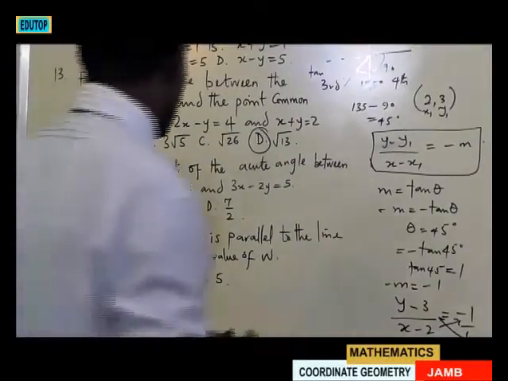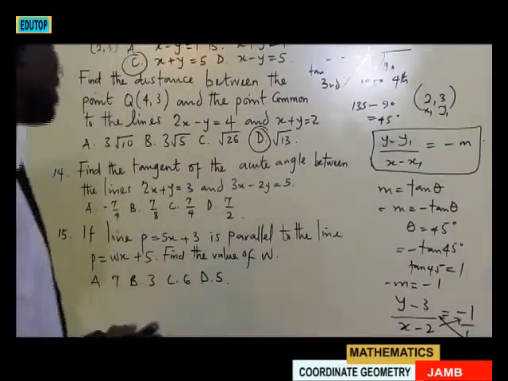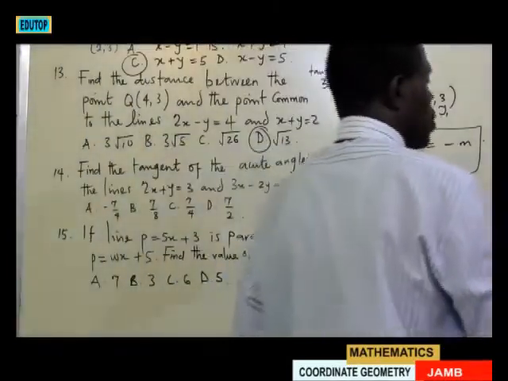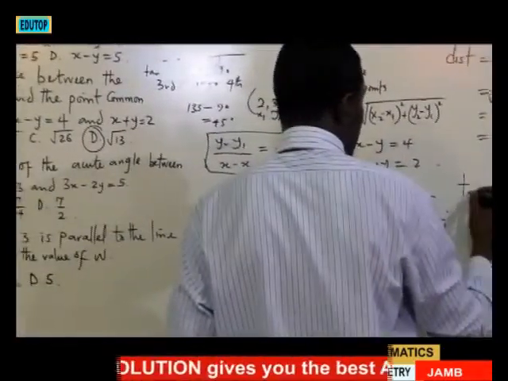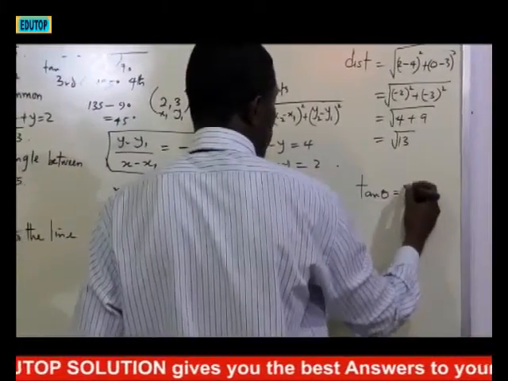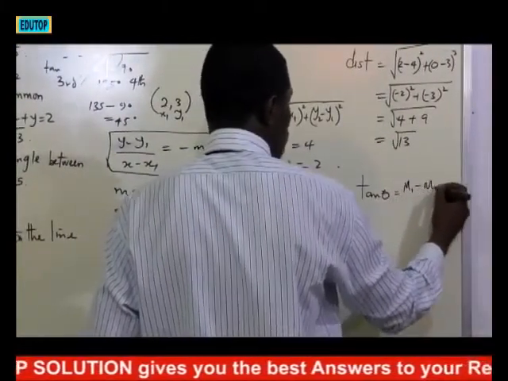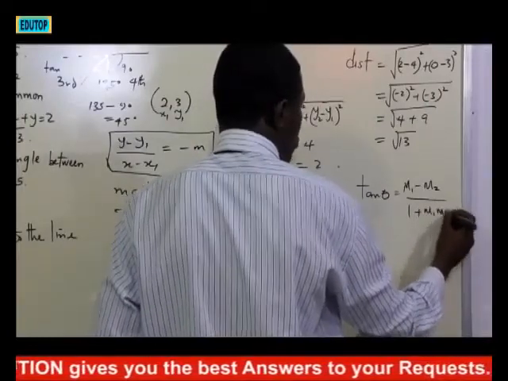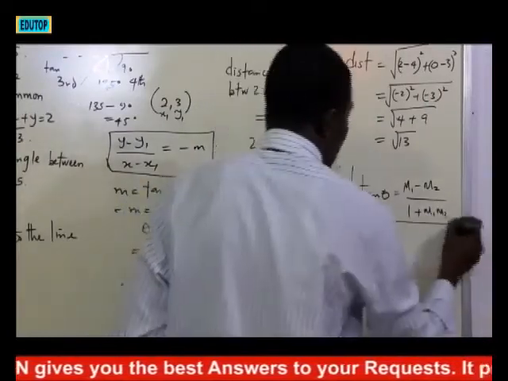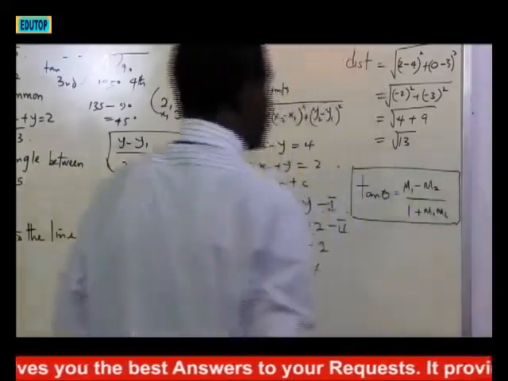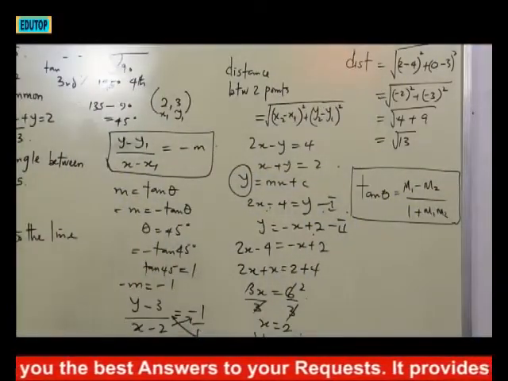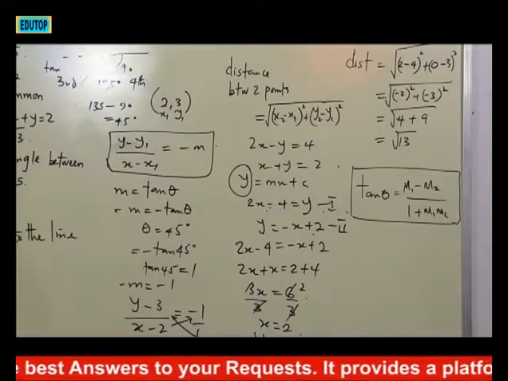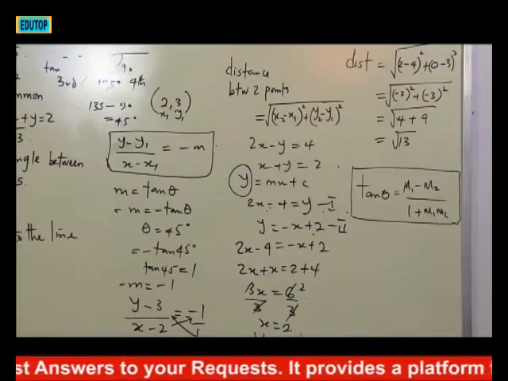We know that if you are to calculate the tangent of an acute angle, we have got no other formula rather than to resort to the use of a formula known as tan theta equals m1 minus m2 over 1 plus m1 m2. Remember this formula anytime you are asked to solve questions of this kind. So in this situation, we calculate our m1 for the first equation, we calculate our m2 for the second equation.